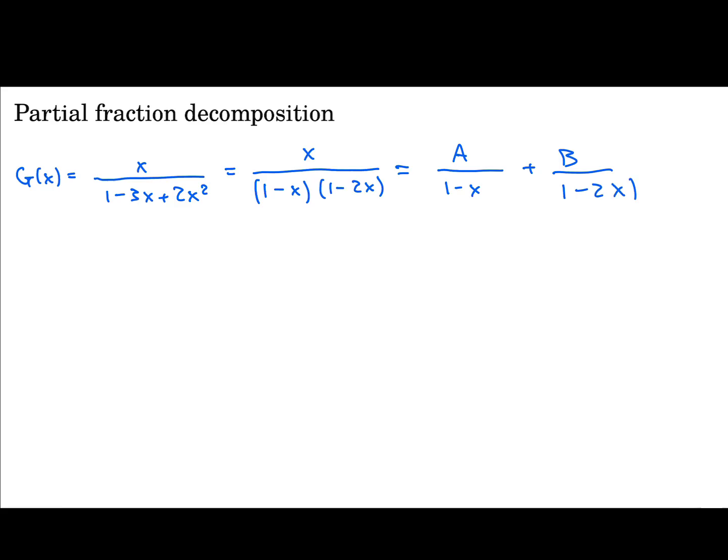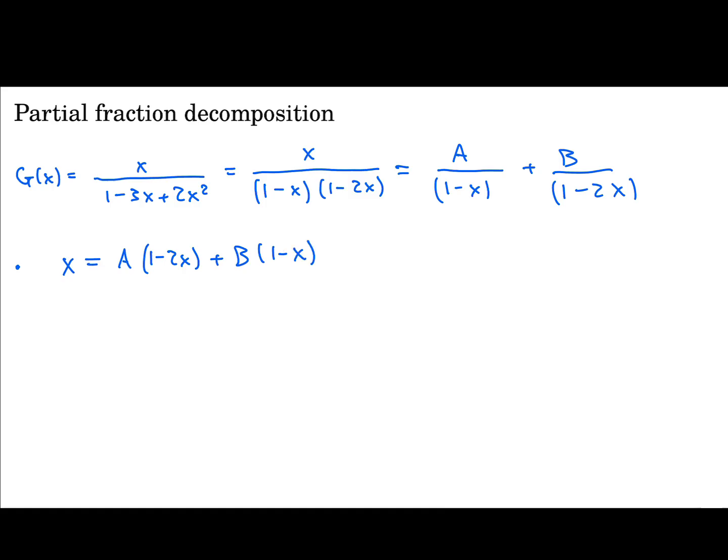And how do we find a and b? We multiply by 1 minus x, 1 minus 2x on both sides. On the left we just get x. On the right, the 1 minus x cancels out with the 1 minus x, so you get a times 1 minus 2x, plus b times 1 minus x, since the 1 minus 2x cancels out.